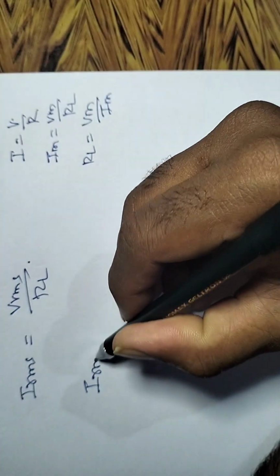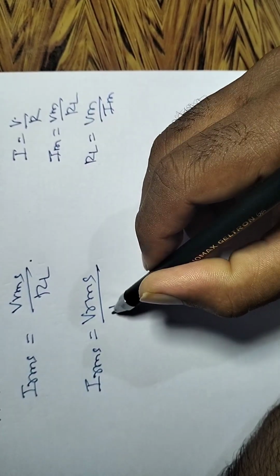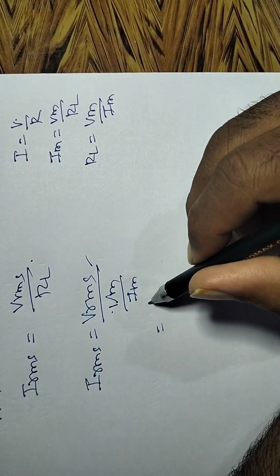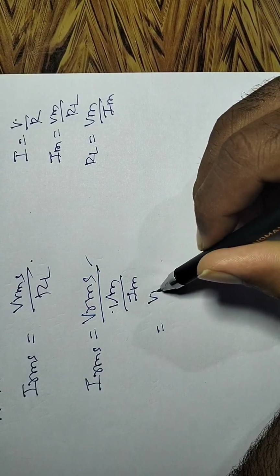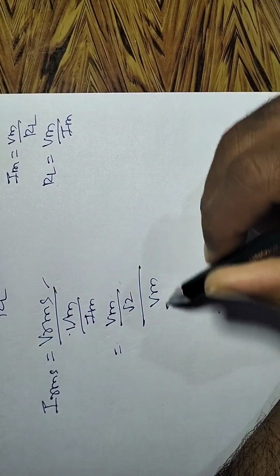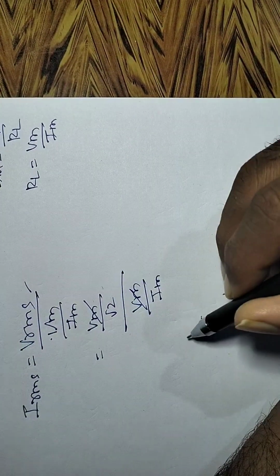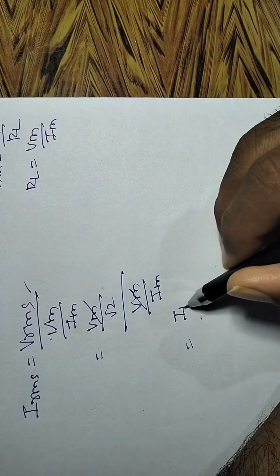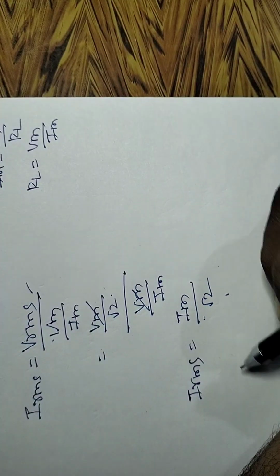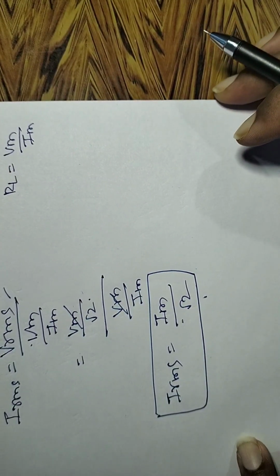That is IRMS equals VRMS divided by Vm by Im. What is the VRMS value? Already we calculated it in the previous video, that is Vm by root 2 in the full wave rectifier. So now divided by Vm by Im. Here Vm gets cancelled and Im goes into the numerator. That is Im by root 2, that is IRMS. So this is the expression for the RMS value of the current.